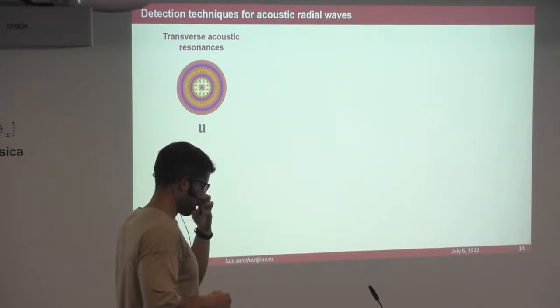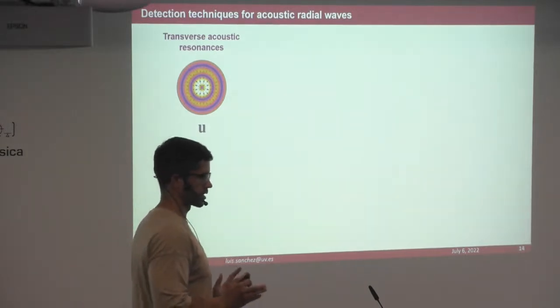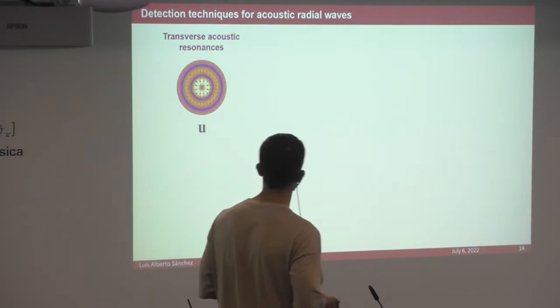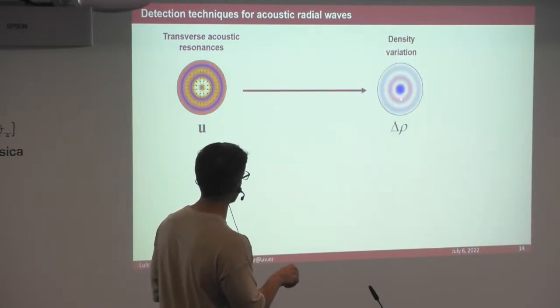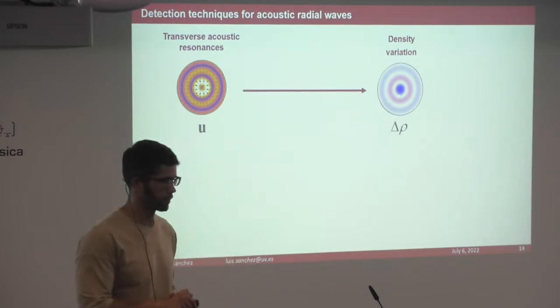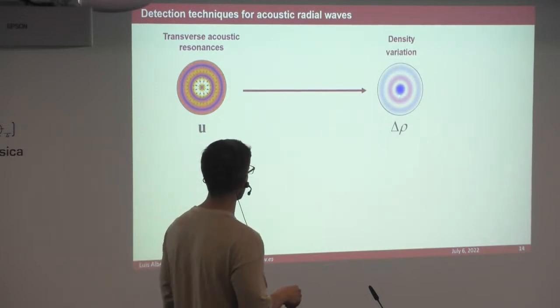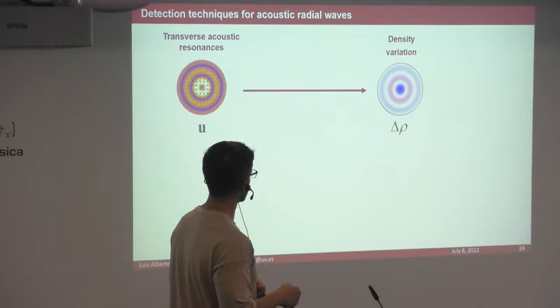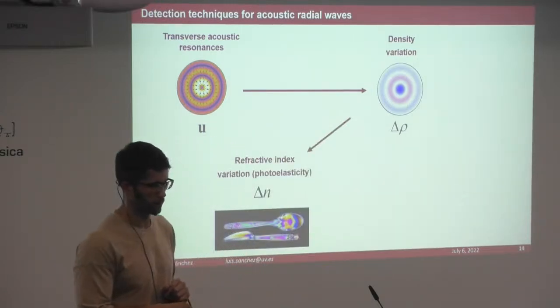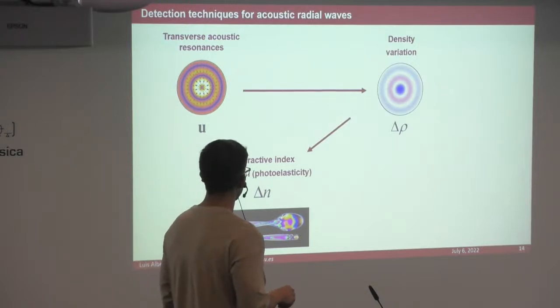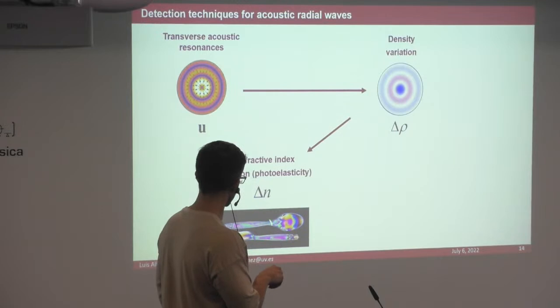Okay, so now we have these transverse waves in the optical fiber. This is the displacement field. This displacement field gives a density variation inside the optical fiber. And this density variation will modulate the optical properties of the material through a phenomenon known as photoelasticity. Do you know what this is?